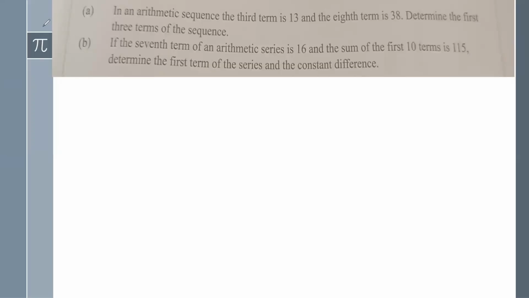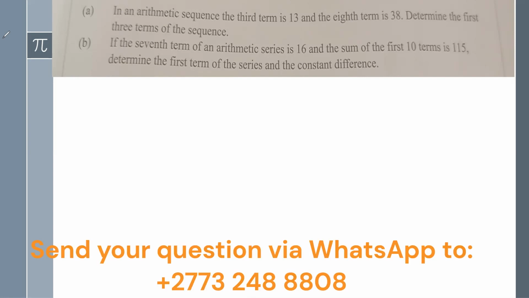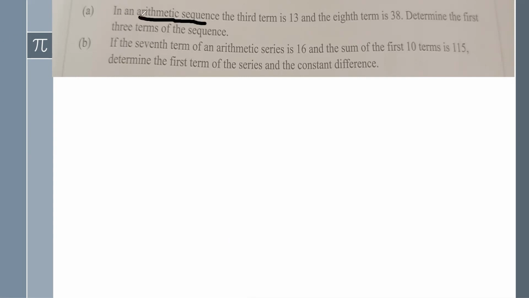Okay, simultaneous equations that come from sequences and series. Here we have an arithmetic sequence. Term 3 is 13 and term 8 is 38. We have to find the first three terms.